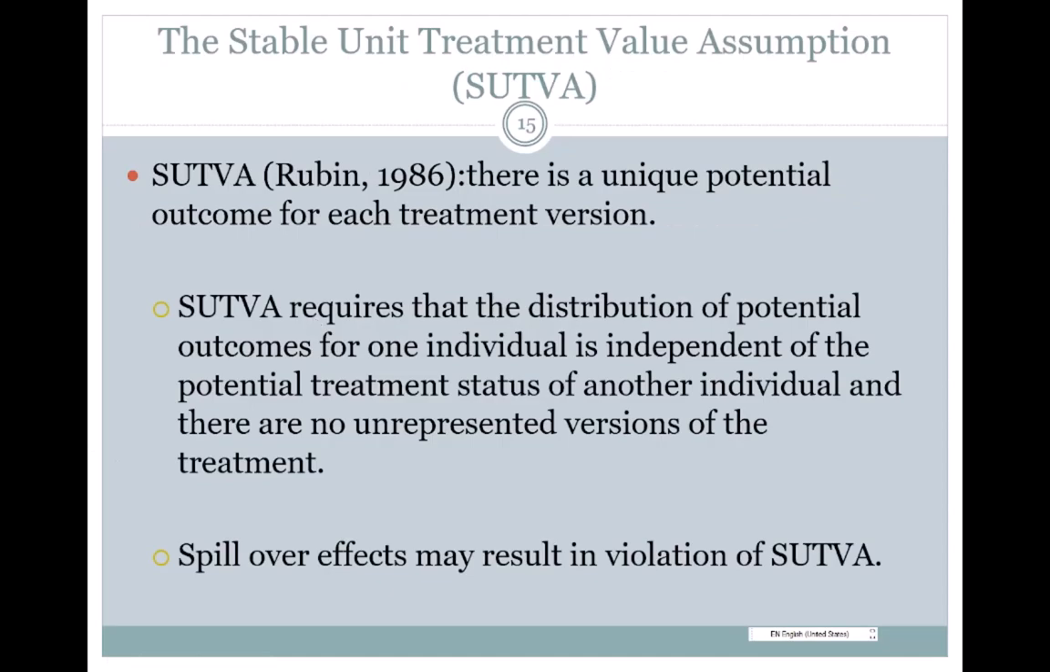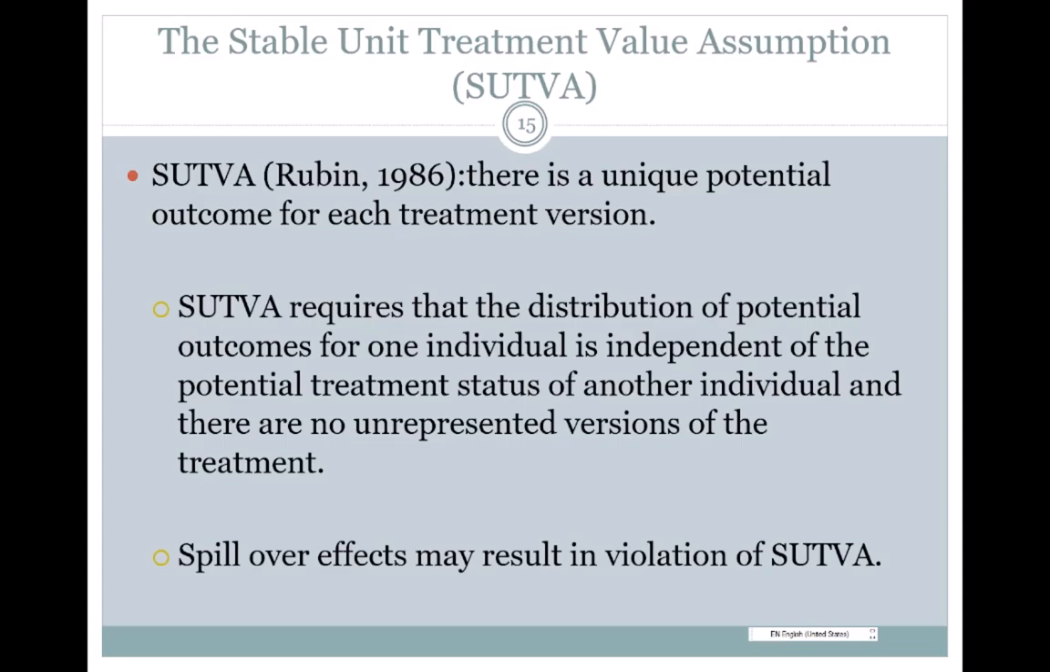Now, the stable unit treatment value assumption, SUTVA, is an assumption that there is a unique potential outcome for each treatment version. Okay, so each treatment version has only one potential outcome. The implication is that the potential outcome of one individual is independent of the treatment status of another individual, and there are no unrepresented versions of the treatment. So let me exemplify this in the context of spillover effects, which result in violations of SUTVA.